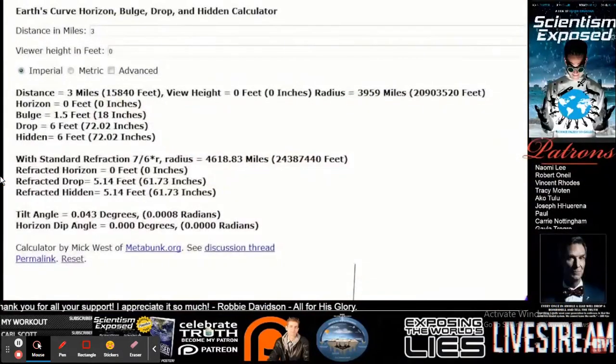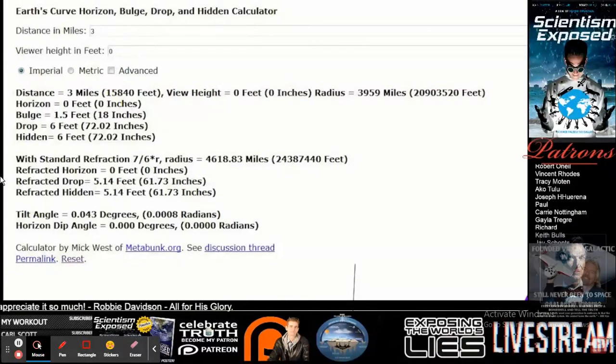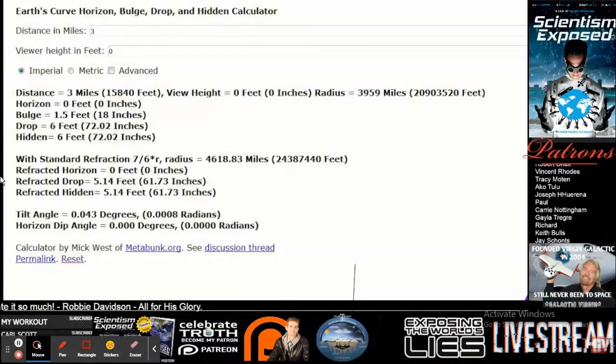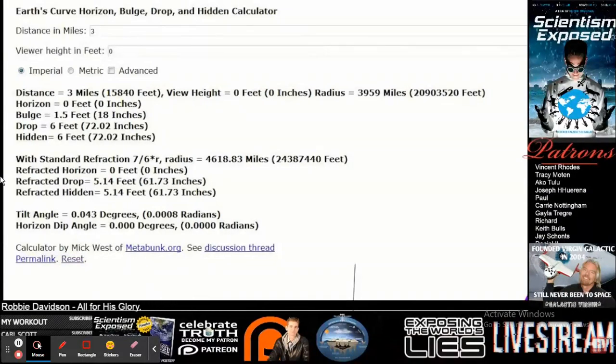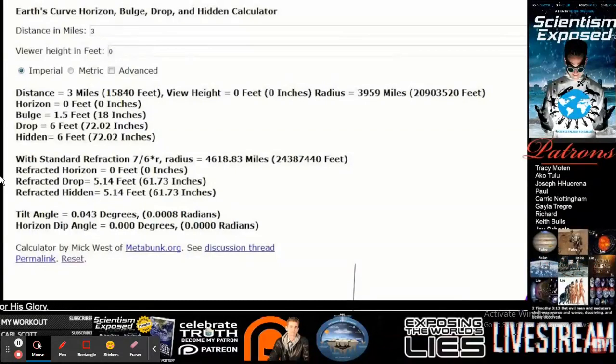There's a handy website that will calculate the distance to the horizon for any viewing height, and it also tells you how much of an object will be hidden behind the horizon if it's past the horizon. The site is metabunk.org/curve. So I went there, and this is the calculator that's there, and you can run all the same calculations that I showed you in the other websites. It works very much the same way.